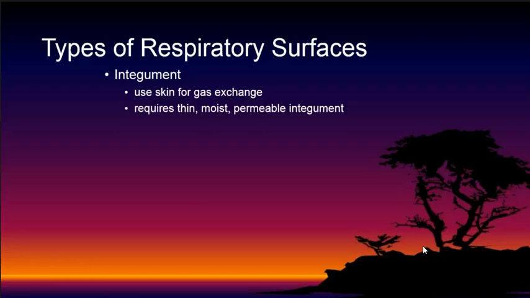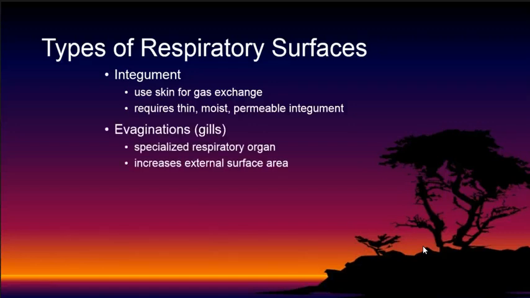So in a single-celled organism, it's going to be a membrane. In a multi-celled organism, it's going to be some sort of sheet of epithelial cells usually. And for us, it's skin, okay? No, I don't mean us, I mean vertebrates, like amphibians. I don't mean people. Okay, so amphibians, for instance, do it over the skin. So you have to have this thin, moist, permeable skin, okay? Now, the next type that we want to talk about are evaginations. These are gills, right?